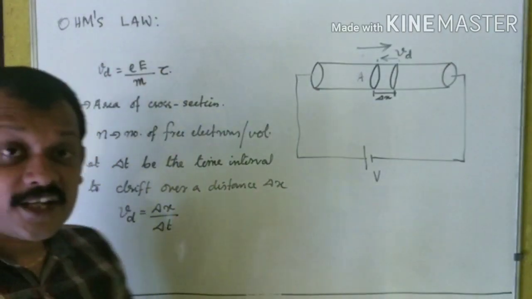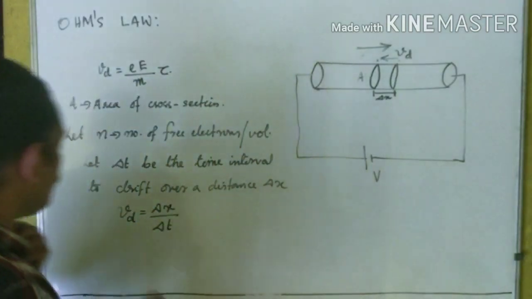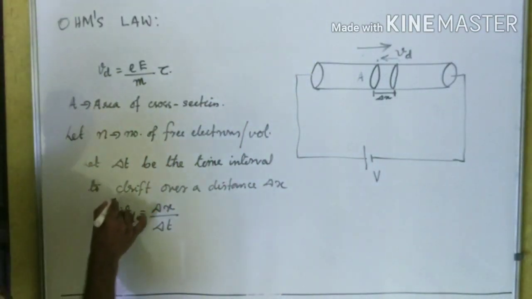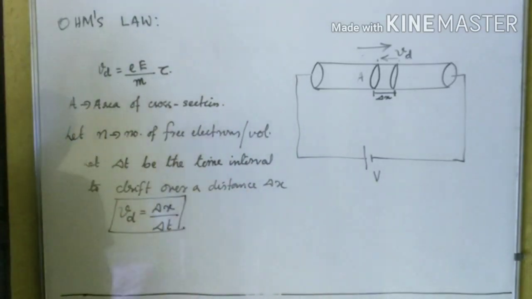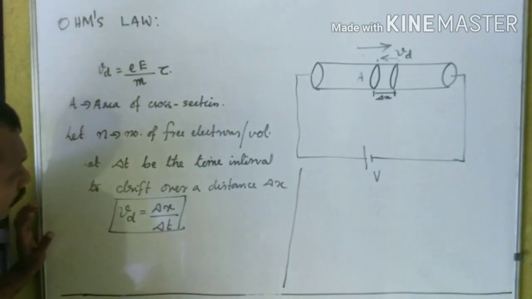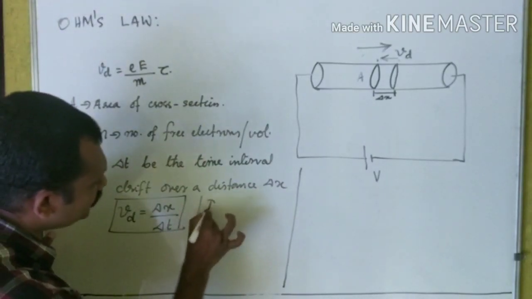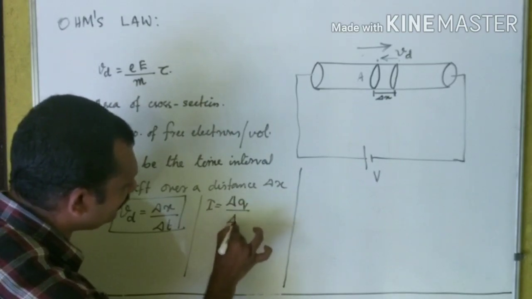So what is Vd? Drift speed. It is the average speed of drift. And so Vd is equal to delta X by delta T. We will be requiring it later. Now our requirement is to calculate the electric current first of all. According to our knowledge, I is equal to delta Q divided by delta T.